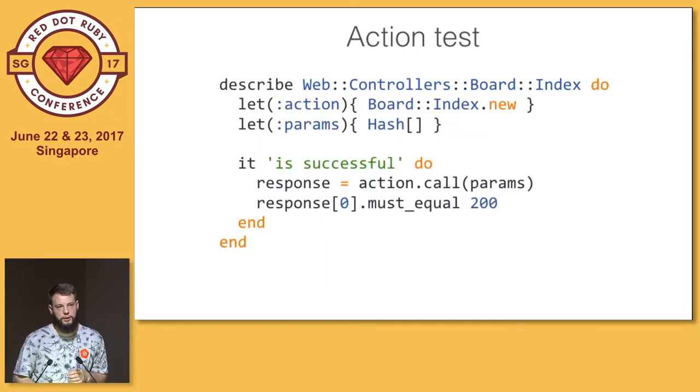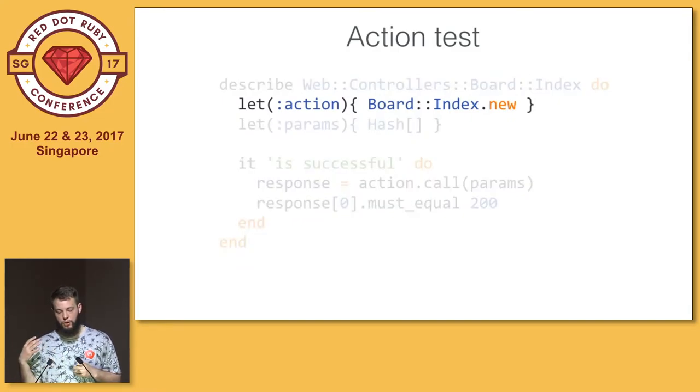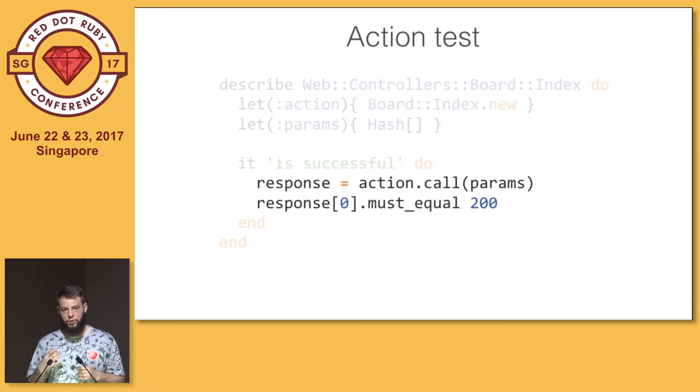And if you want to test this class, you need to write this test, and that's all. In this test, you need to instantiate your action, and after that, you need to call this method call with params, in my case, it's just a hash. And this action will return an array of three different elements. First element is status, second is environment variables, and last is body. And after that, you can check it like a plain Ruby object.